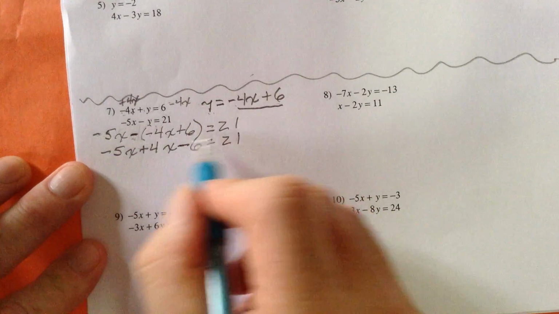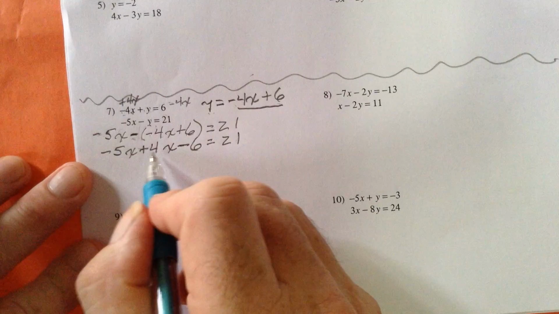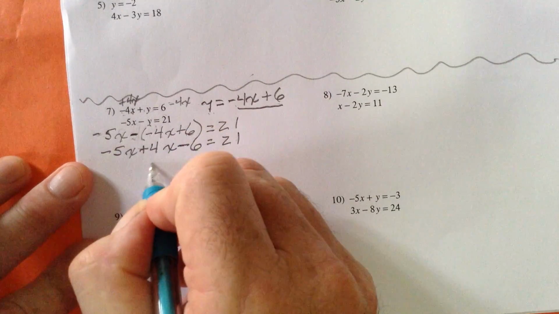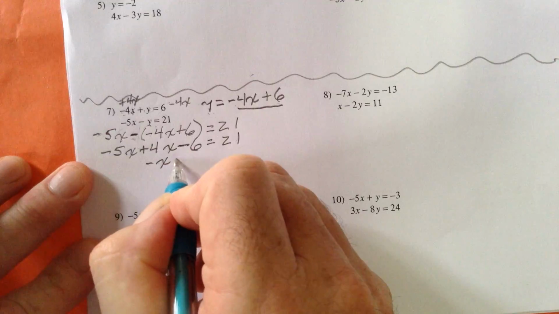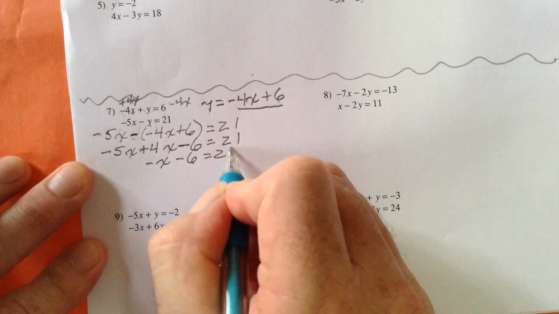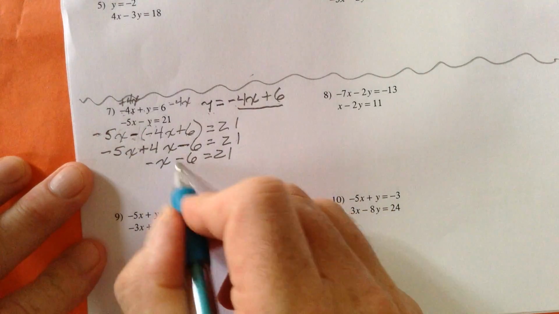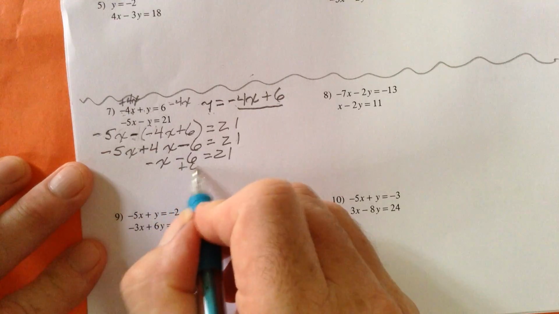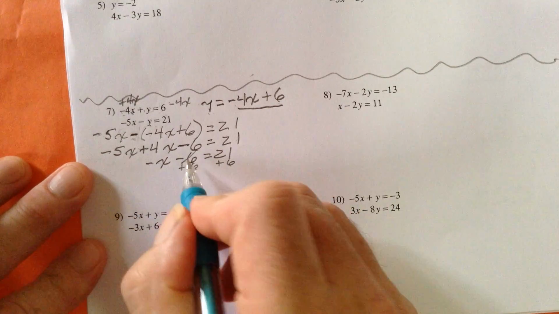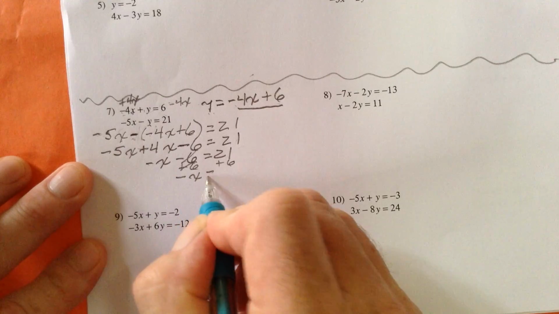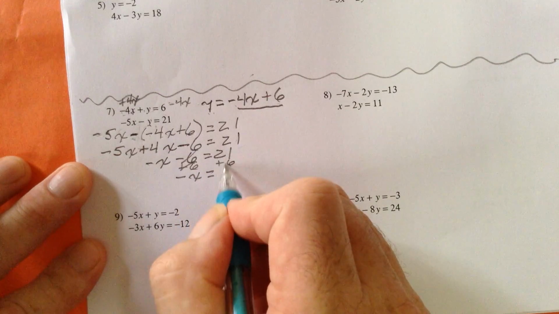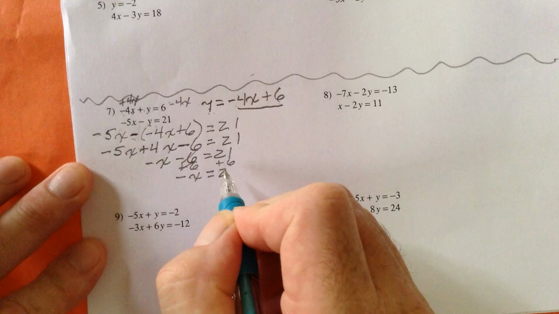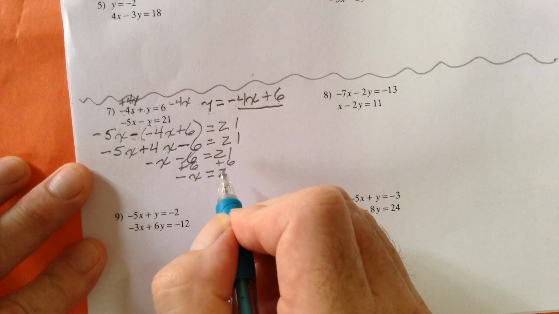And now we're right back to lesson 59. Add these together, so I end up with negative x minus 6 equals 21. And then I got to isolate out the x, so positive 6, that goes away. Negative x equals 27. I did something wrong here.